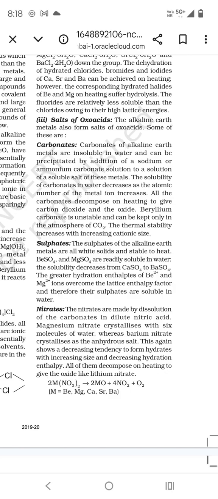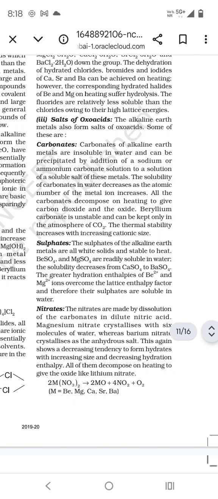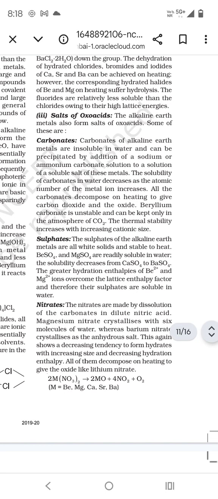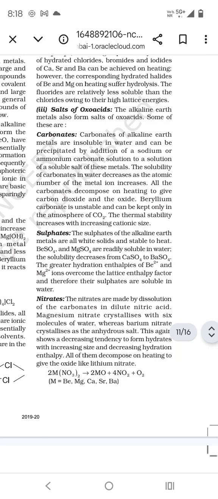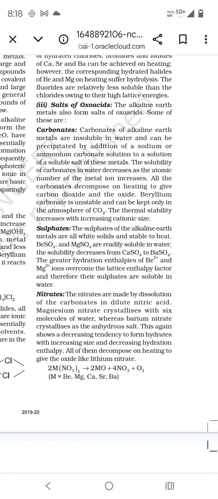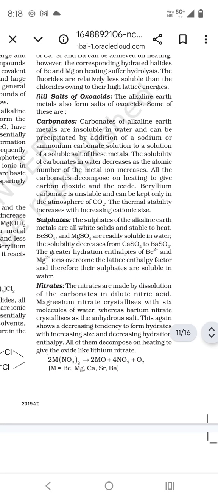Sulfates. The sulfates of the alkaline earth metals are white solids and stable to heat. The solubility decreases from CaSO4 to BaSO4. The greater hydration enthalpies of Be2+ and Mg2+ ions overcome the lattice enthalpy factor, and therefore their sulfates are soluble in water.